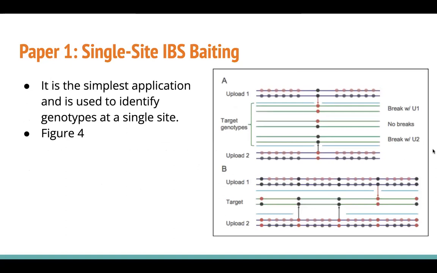Okay, and so the single site baiting is the simpler of the two methods used to reveal the genotypes. Figure 4 explains this process and shows that two uploads are required, each with runs of heterozygous genotypes flanking the key site. At this site, the two uploaded data sets are homozygous for different alleles, and you can see it says no breaks in figure A. So if there is a break with either upload, the target is homozygous for the allele not carried by the upload that shows the break. And if there is no break, the target is heterozygous at the site.